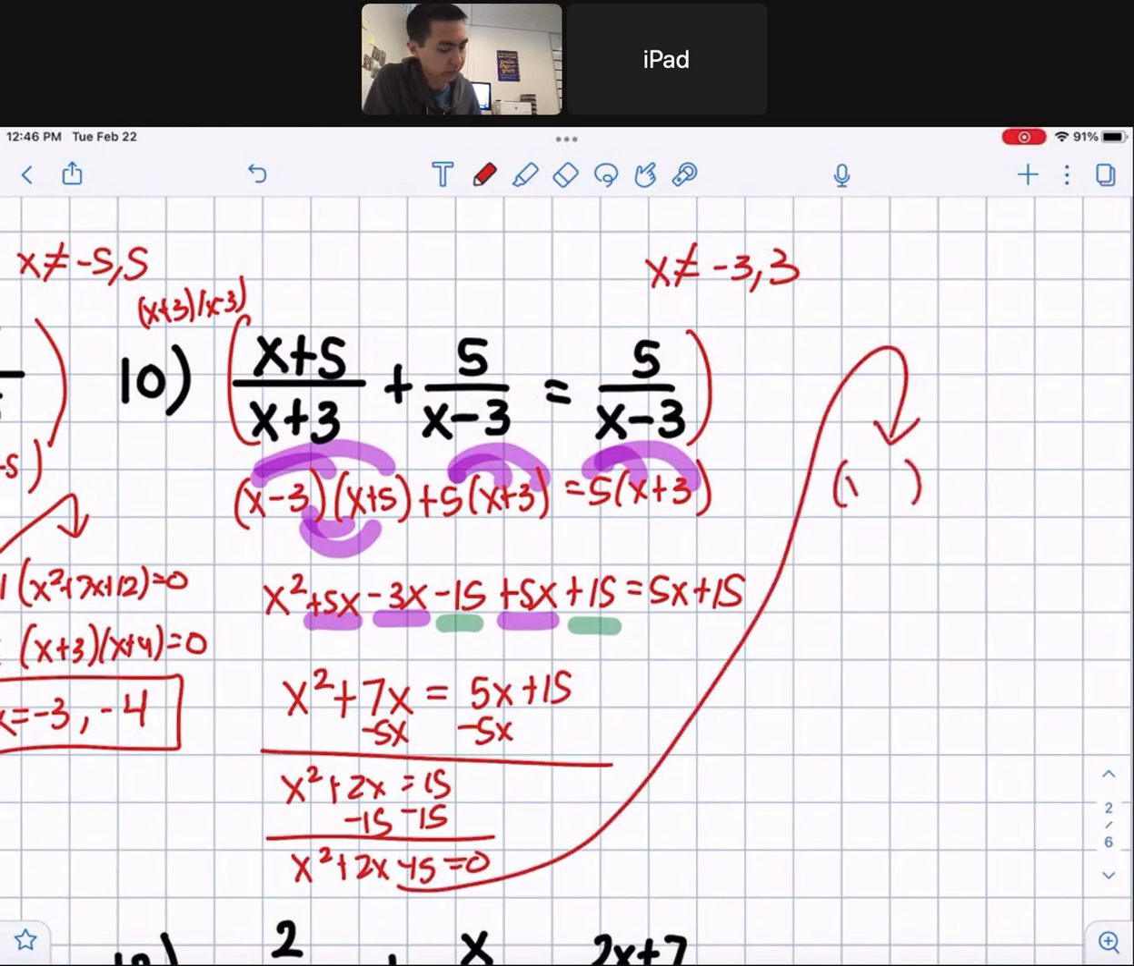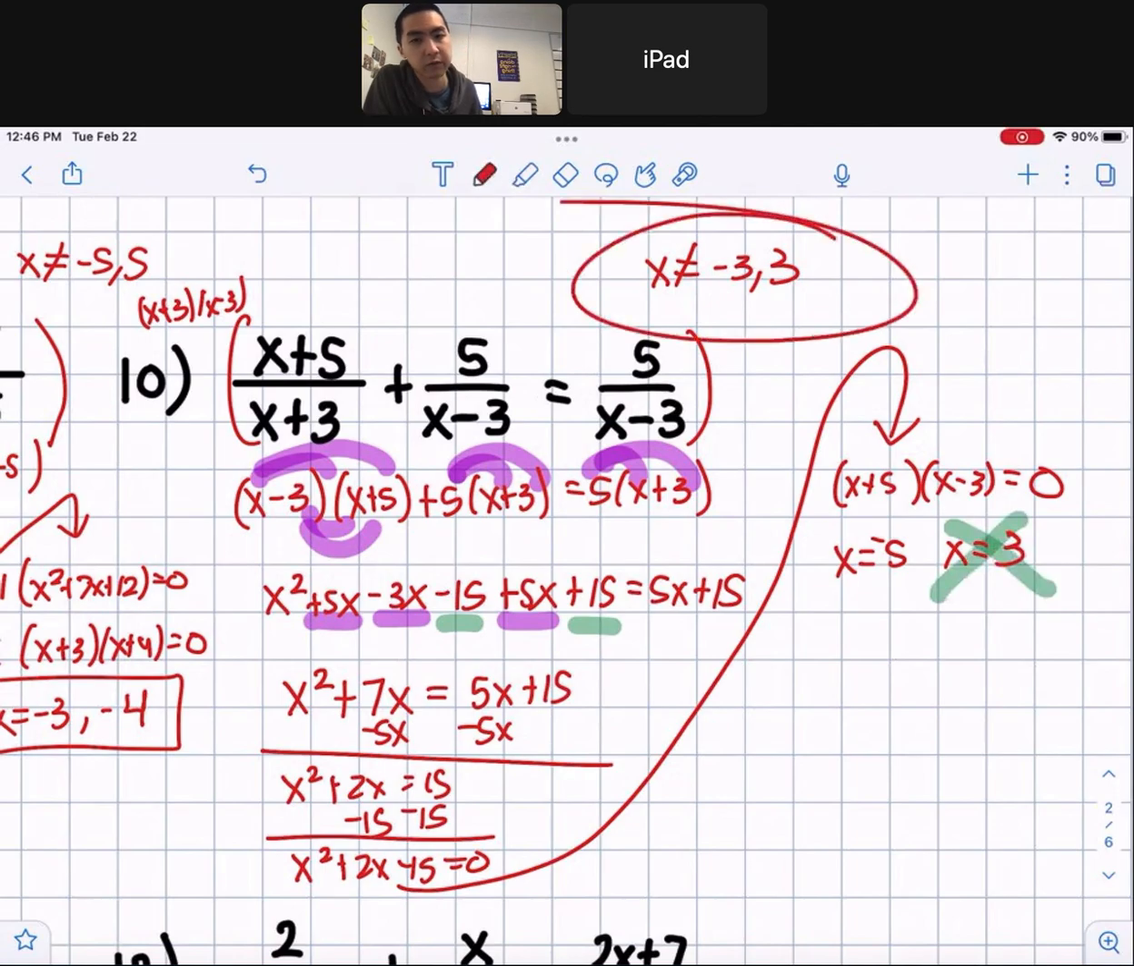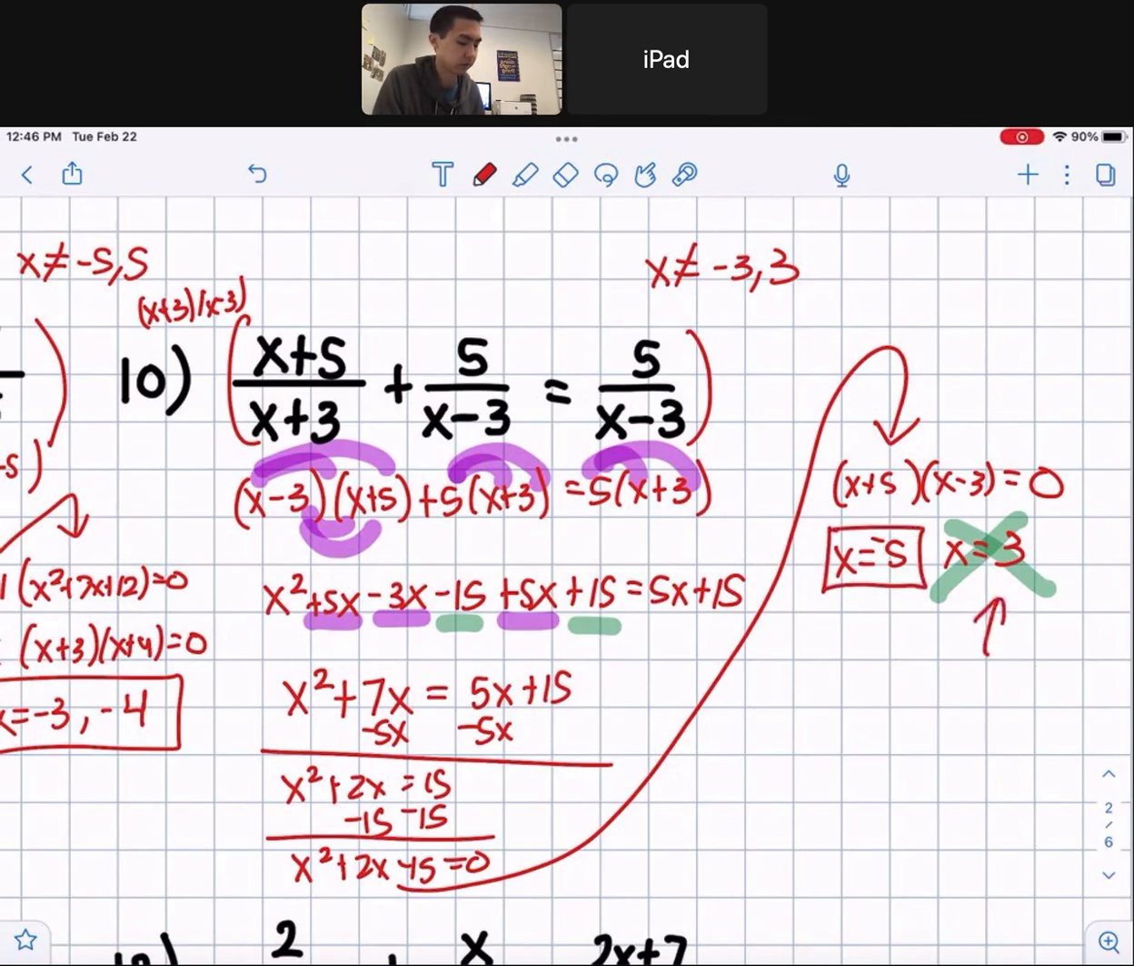X squared plus 2x minus 15 all equals 0. Then we factor and we get x plus 5 times x minus 3 equals 0. So x has to equal negative 5 and x has to equal 3. Now this cannot be an answer because everybody look at the very beginning, x cannot be negative 3 or 3 because that will produce a denominator of 0. So x cannot equal 3, so the only answer is x has to equal negative 5. This is what you guys call an extraneous solution. So just remember that.